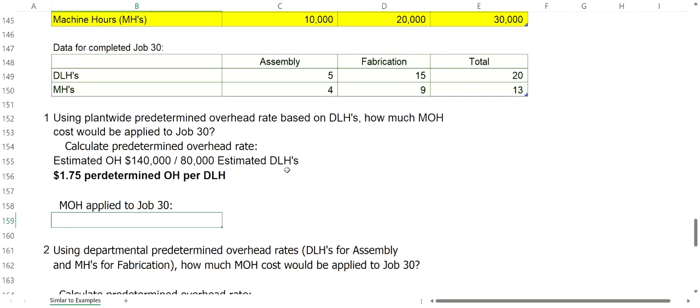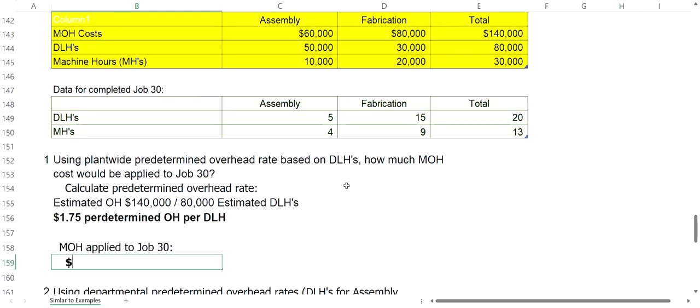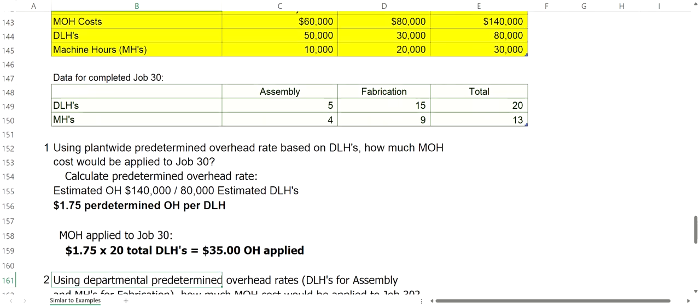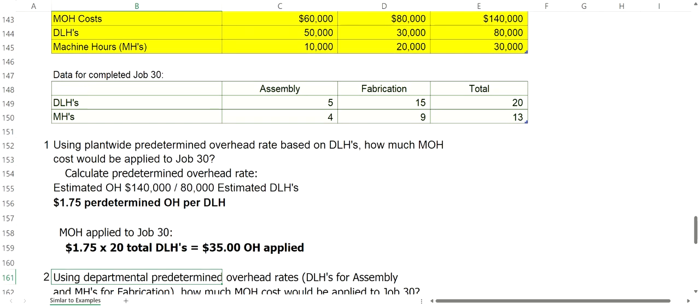Okay, step 2, when I apply it, I want to take that predetermined overhead rate of $1.75 and I want to take it, remember it's based on direct labor hours, so I want to take it times my total actual direct labor hours. And again, this would be for assembly and fabrication together. So notice here in the total, it's 20 total direct labor hours. Okay, multiply that out, and $35 is my overhead applied. Okay, so that is for my plant-wide.